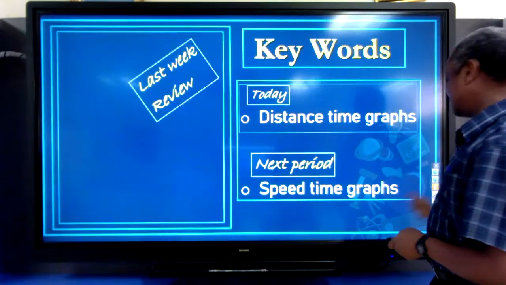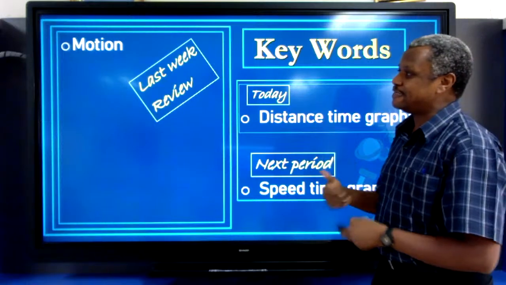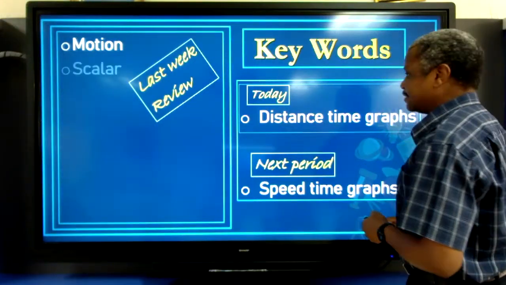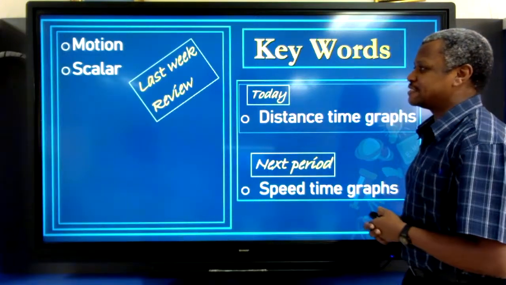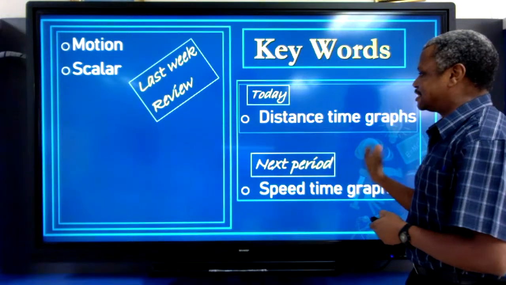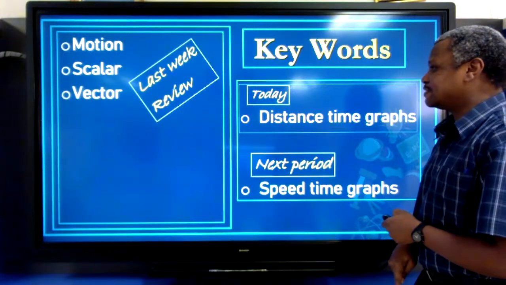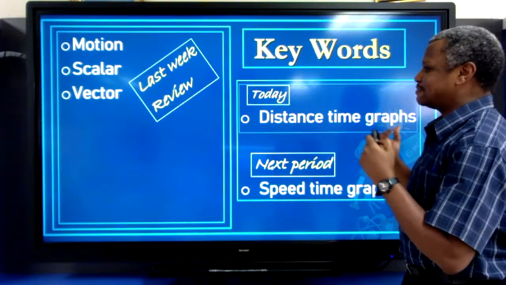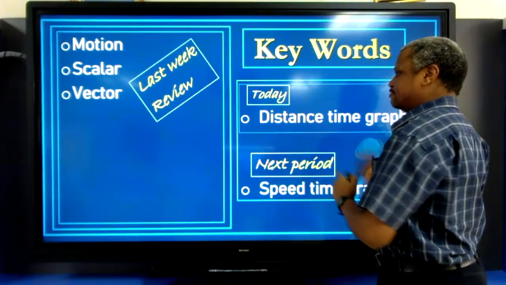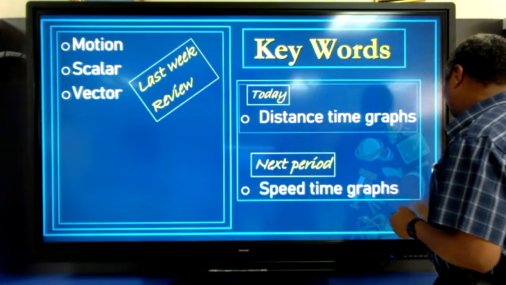We talked about the following keywords last week. Motion is any movement that changes its position. We also looked at scalar quantities, quantities that have only magnitude. For example, in this topic, distance and speed are scalar quantities. Then we also looked at vectors. Vectors are quantities that have both magnitude and direction. For example, acceleration. Another one is velocity.